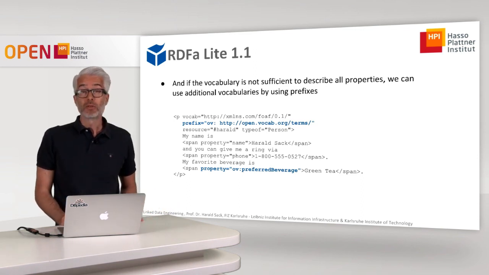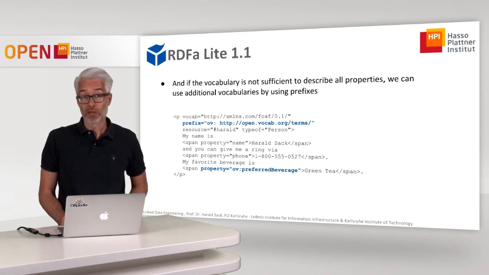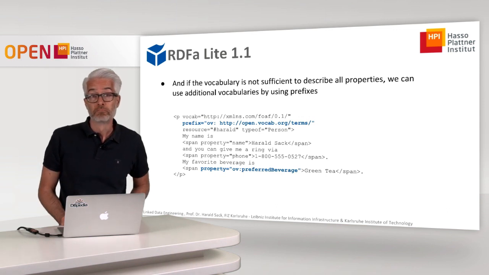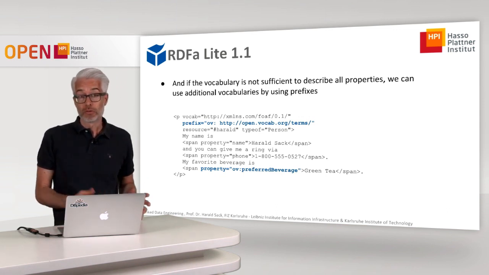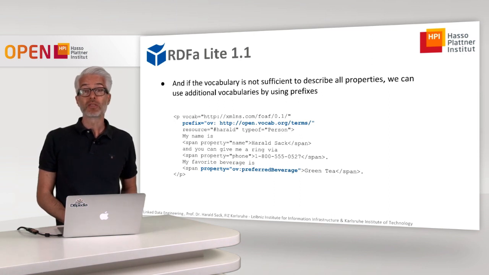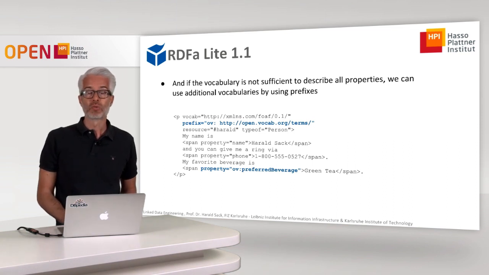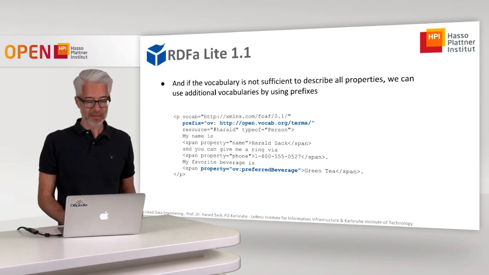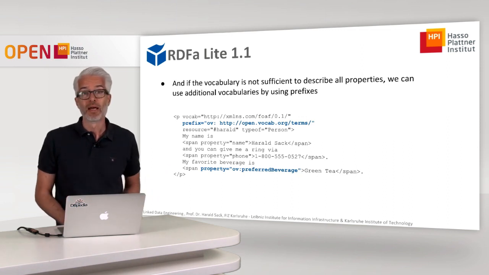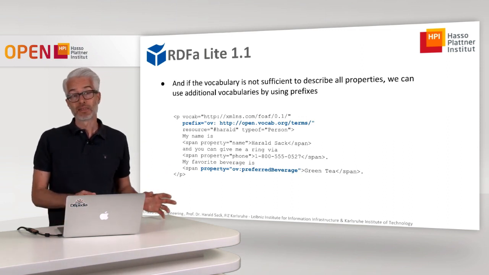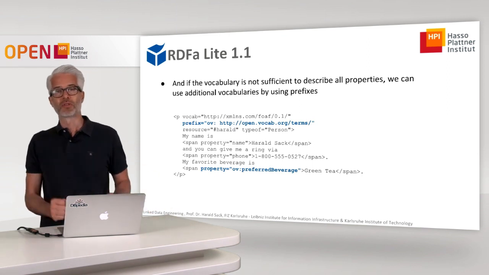Possibly, I also want to use another vocabulary, another namespace. Like you are used to doing in Turtle, you can define a prefix to define another namespace. And here, again, I use it as another attribute within my paragraph tag. Right in the beginning, I define a prefix OV, which stands for openvocabulary.org/terms. And this then defines the prefix of the next vocabulary that I use.